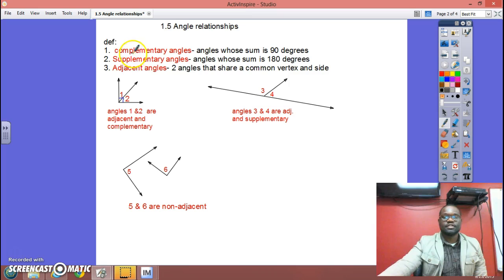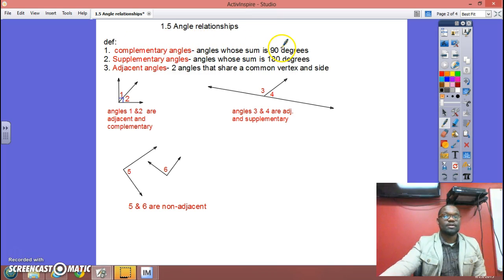And first is stuff that we will see all the time. You will see the words complementary, supplementary, and adjacent many times this year. We need to understand what each one of them means because they have a specific meaning and they're trying to tell you a lot.